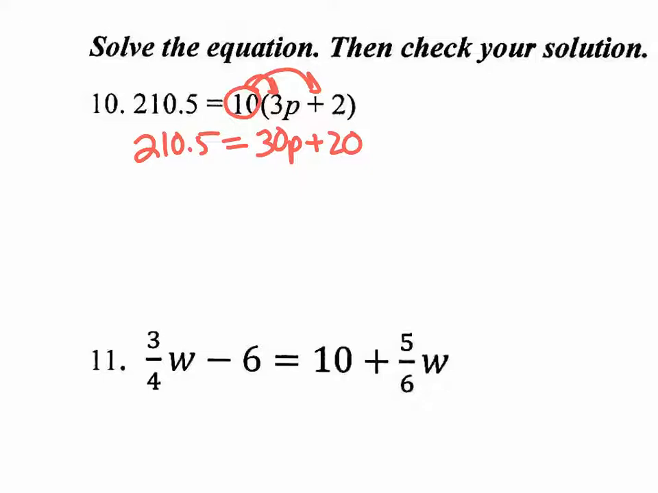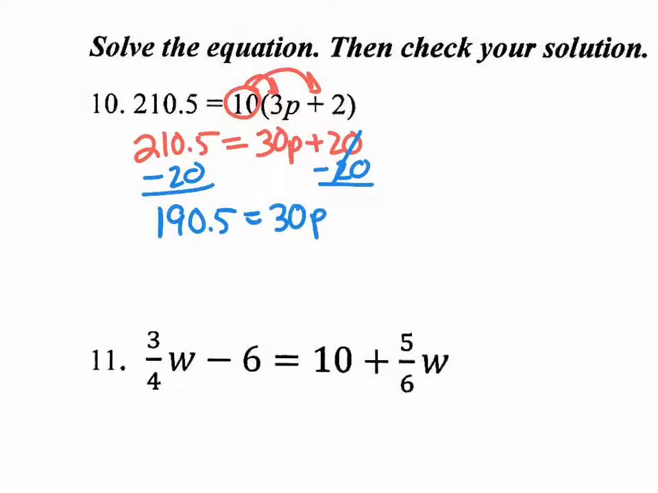So let's continue solving. I want to get P by itself, so I need to get rid of the 20 by subtracting 20. 20 take away 20 is 0. What you do to one side, do to the other side, take away 20 over here. So 210.5 take away 20 on a calculator is 190.5 equals 30P. So we still need to get rid of the 30 in front of the P, which is being multiplied by the P. So you divide by 30 on a calculator. Again, 190.5 divided by 30 on a calculator. The answer is 6.35.